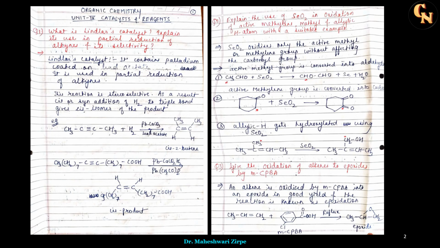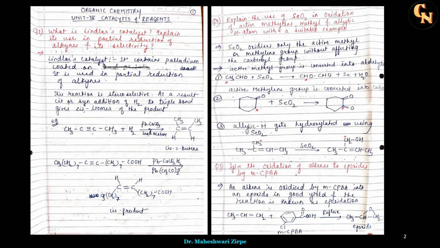So the first question which was asked in the university paper for catalysts and reagents is, what is Lindlar's catalyst? Explain its uses in partial reduction of alkyne and its selectivity. So let us understand what is Lindlar's catalyst. The Lindlar's catalyst contains palladium which is coated on calcium carbonate, CaCO3.